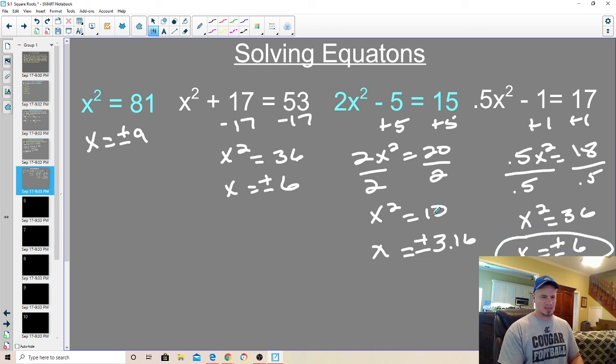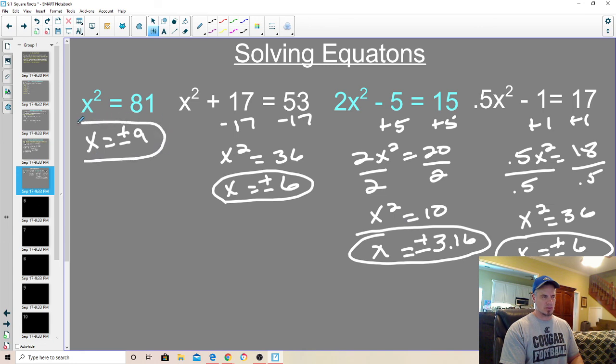Okay, again, the main thing to remember when you're solving equations, when the highest exponent is a 2, you're going to have 2 answers, unless, of course, you get 0. Okay, make sure you write both of those answers. And that should take care of us for today.